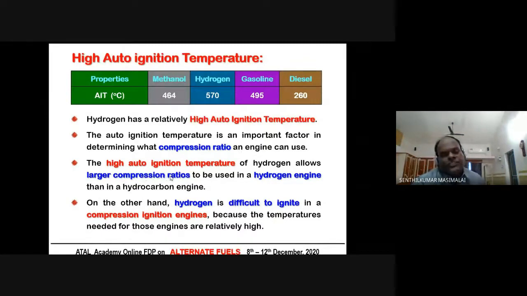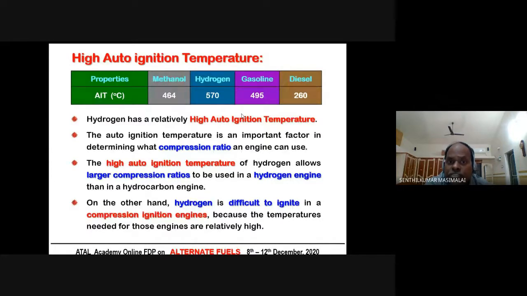Generally, the compression ratio of a spark ignition engine is from 6 to 9, whereas in a diesel engine the compression ratio is 16, 18, even 20. So the compression ratio is very high for a diesel engine. In a spark ignition engine, the compression ratio is limited to 9 due to knocking. If the compression ratio is increased, you will have knocking combustion. That's why compression ratio is limited by knocking.